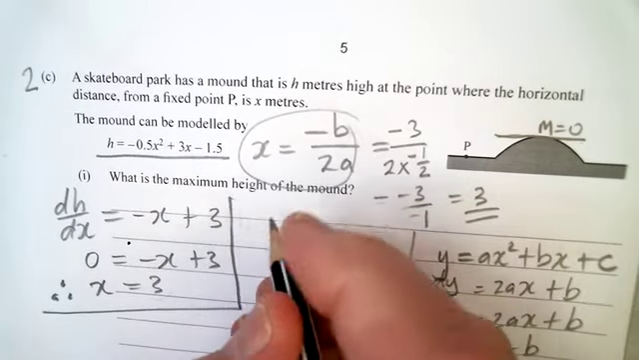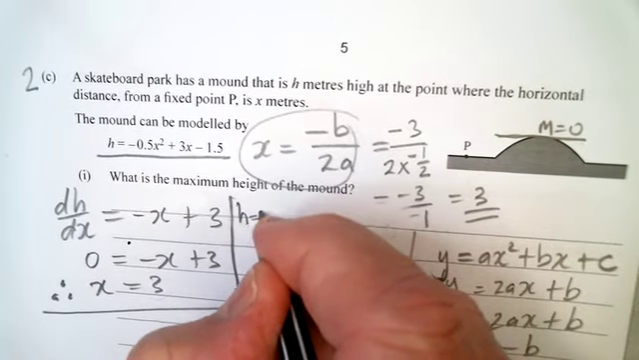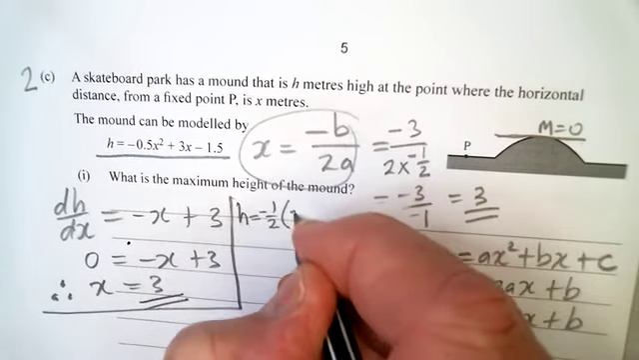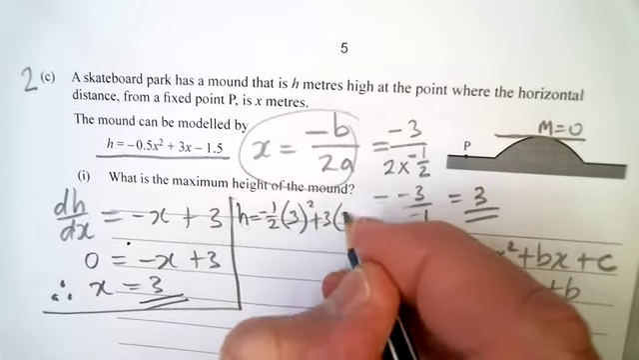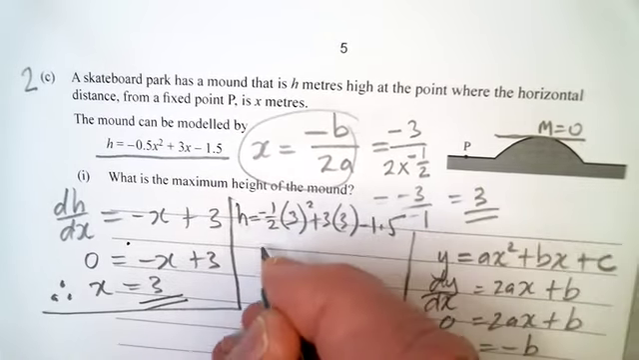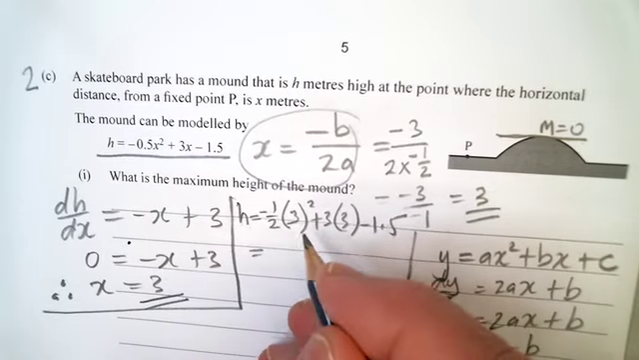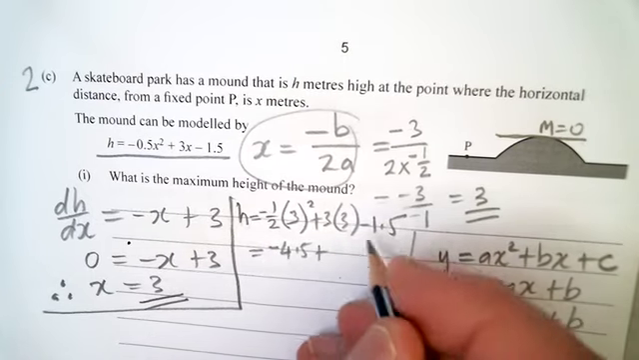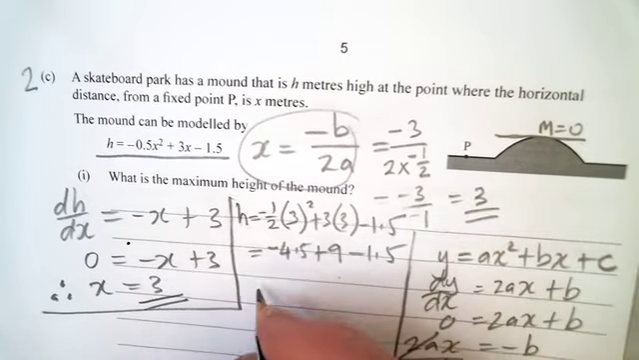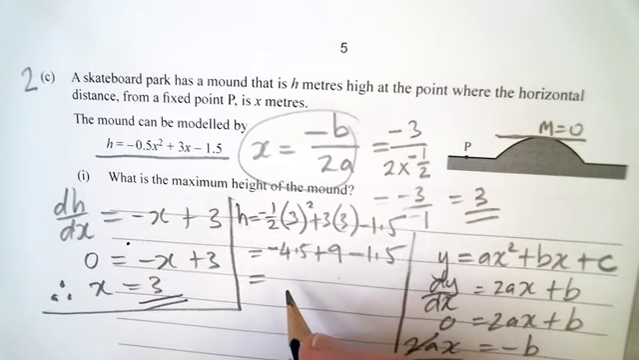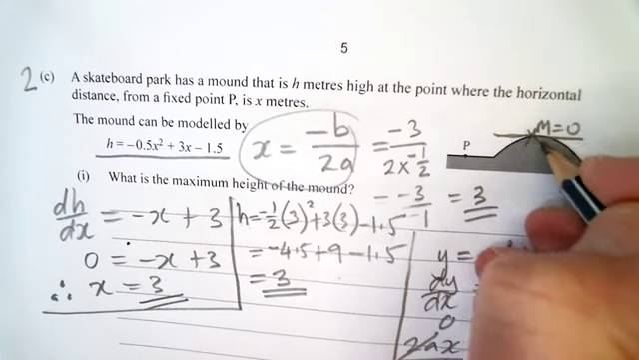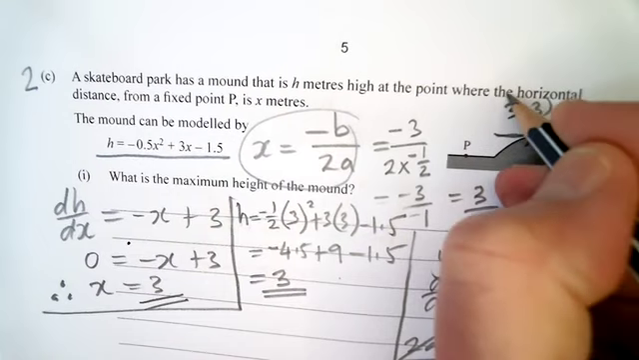So I've got h is equal to negative 1/2 times x, which we decided was 3, squared, plus 3 times 3 minus 1.5. If you go ahead and do all of that, 3 squared is 9, half of 9 is, in this case, negative 4.5, plus 3 threes are 9, minus 1.5, and all of that comes to 3. So the height is 3, and the value of x is 3. So effectively, the coordinate at the top here is 3, 3.